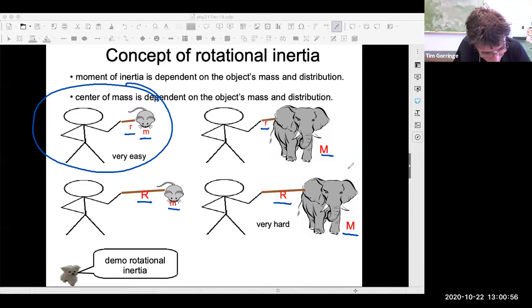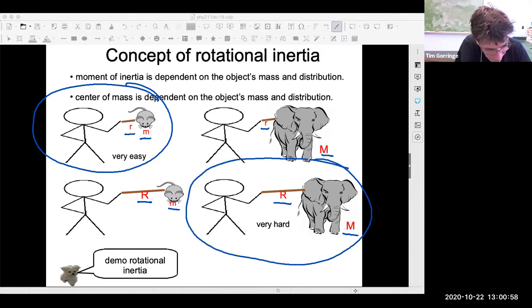The most difficult one to swing around my head is this one here. Now I've got the elephant, the object with a large mass, on the long string. So it's a long way from the axis of rotation. That makes it very hard to swing the elephant on the long string around my head. So this is very hard. This corresponds to a very large moment of inertia. This is very easy, corresponds to a very small moment of inertia. So moment of inertia, or rotational inertia, is a measure of how easy or difficult it is to change the rotational motion of an object.